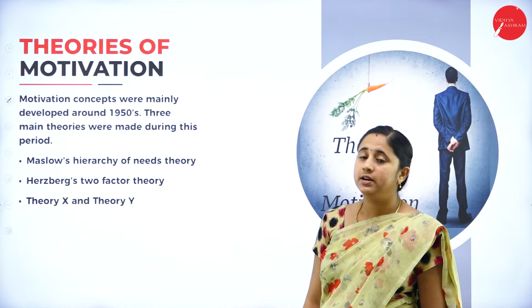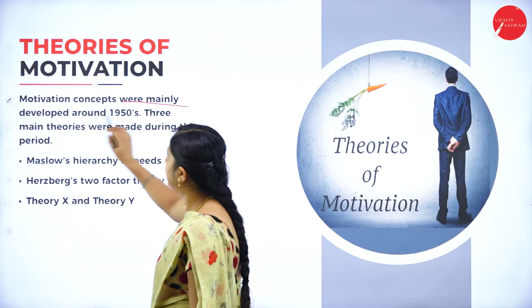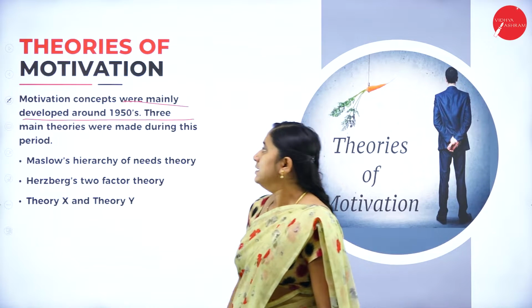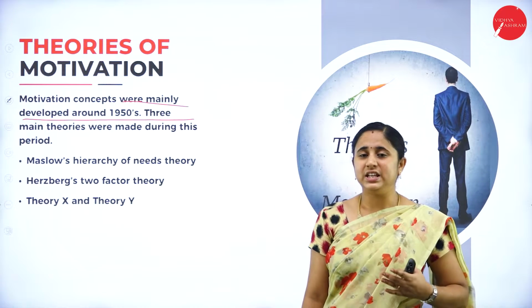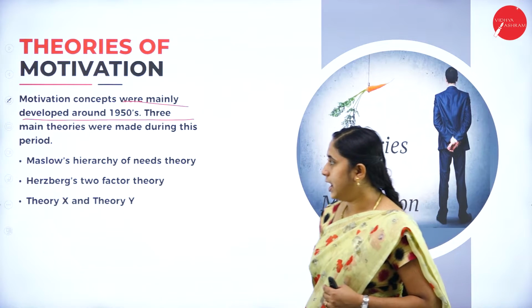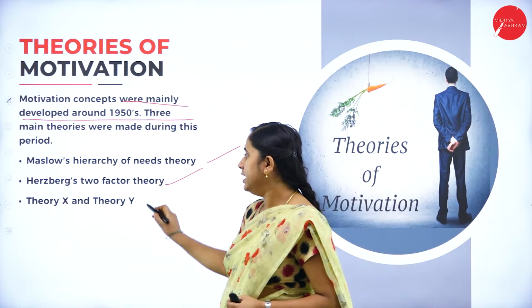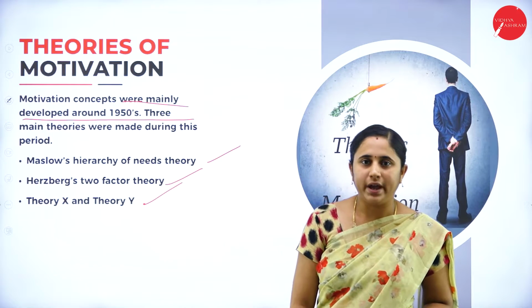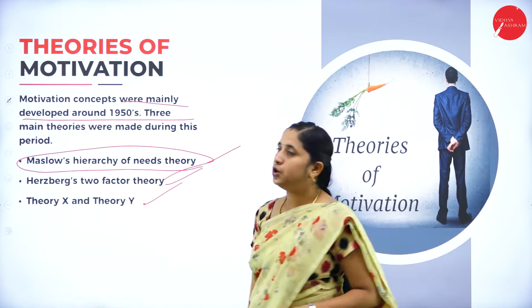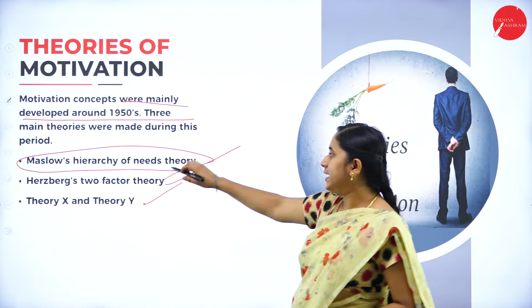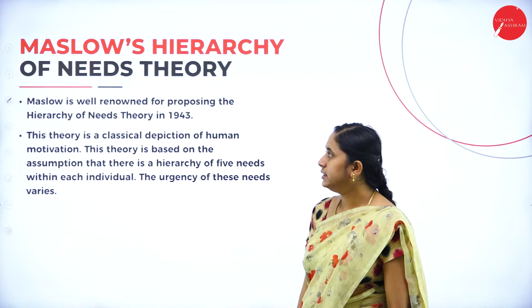So moving further, the theories of motivation. Motivation concepts were mainly developed around the 1950s. Three main theories were made during this period. The three theories of motivation are Maslow's hierarchy of needs theory, Herzberg's two-factor theory, and Theory X and Theory Y. In today's session, let us take the first one, Maslow's hierarchy of needs theory. I think you have studied this from the PUC level. So let us discuss Maslow's hierarchy of needs theory.